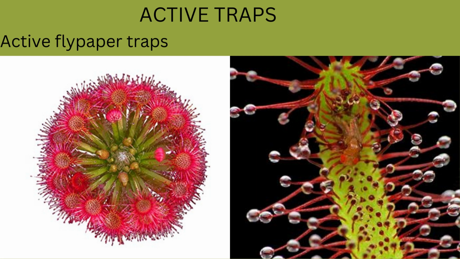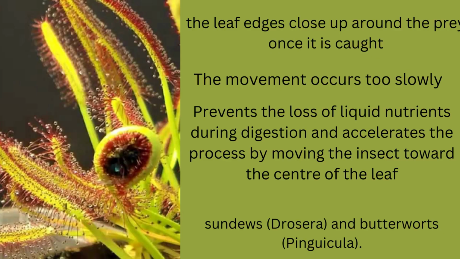Next, I am going to discuss the active traps. These traps capture their prey or facilitate digestion by moving in some way. These traps also have different types. First one is active flypaper traps. Like the passive flypaper traps, these also secrete a sticky substance to entrap insects. In this case, the leaf edges close up around the prey once it is caught. The movement occurs too slowly to play any role in capturing the victim, but it prevents the loss of liquid nutrients during digestion and accelerates the process by moving the insect toward the center of the leaf. Two genera have this kind of trap. They are sundews, that is Drosera, and butterworts, that is Pinguicula.